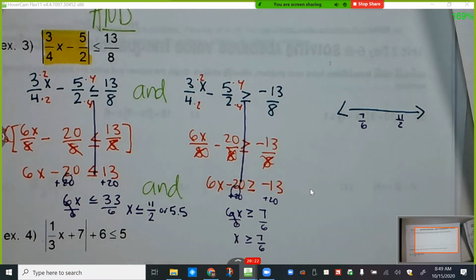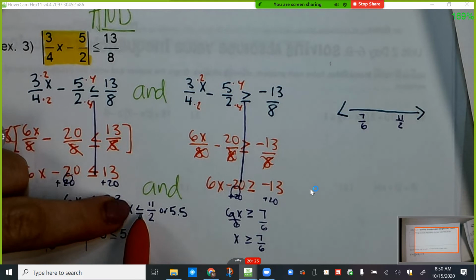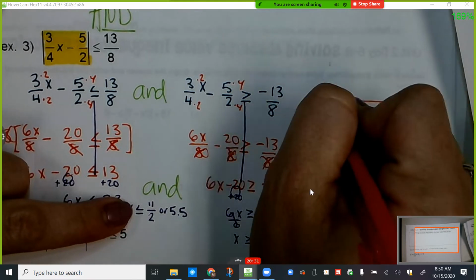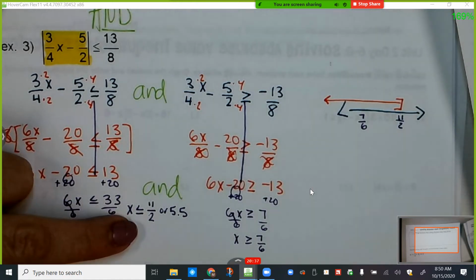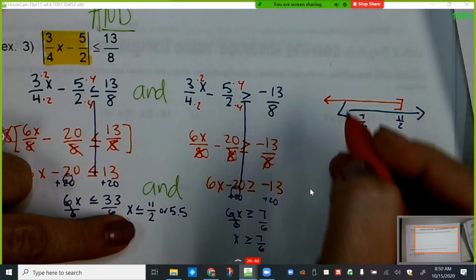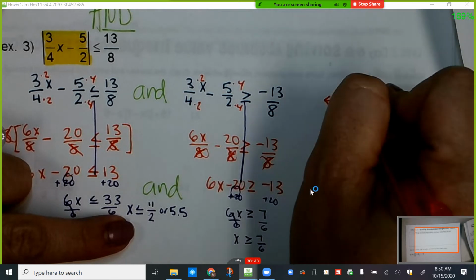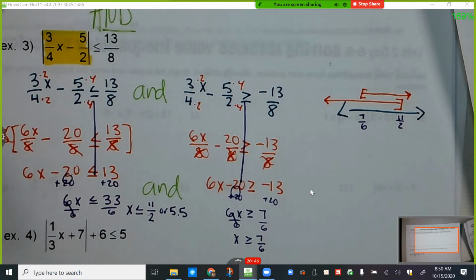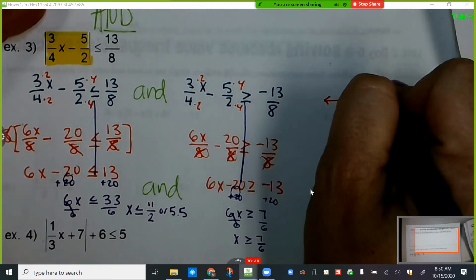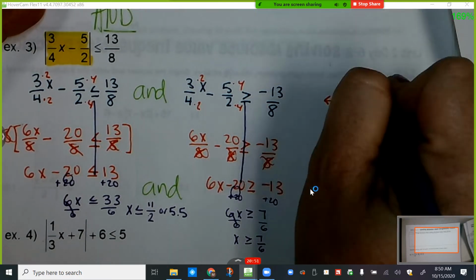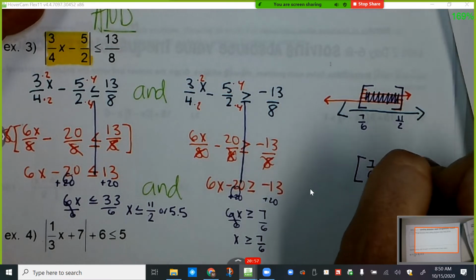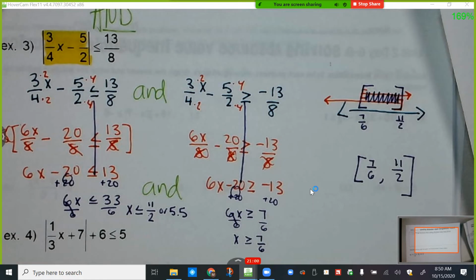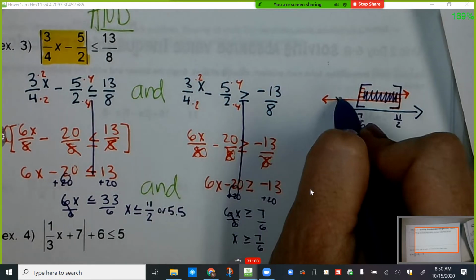So knowing this, what does this tell me? X is less than or equal to 11 over 2. Okay. Equal to means it goes into a fancy bracket. This tells me X is greater than or equal to 7 over 6. And that's a fancy bracket because it's equal to. Now remember, what kind of problem is this? And, so it's where they overlap. And both of them had brackets. So I have bracket at 7 over 6, comma, all the way to 11 over 2 with another bracket. Remember, this is no longer part of our solution.